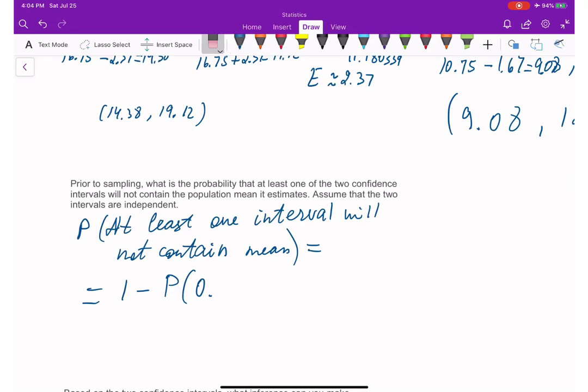Let's see. 0.95 times 0.95, because both have 95% confidence, right? And if we want to know the chance they won't have the mean, I have to take 1 and subtract the complement. The complement will be they both have the mean, right? Therefore, we multiply 0.95 by 0.95, and then subtract from 1, you are going to get 0.0975. Okay?